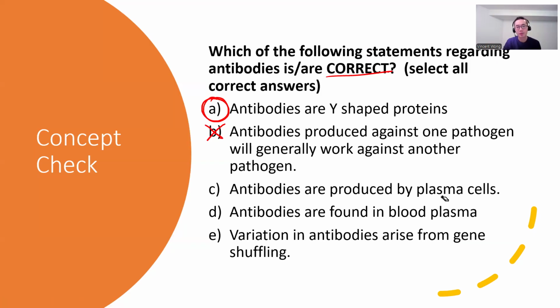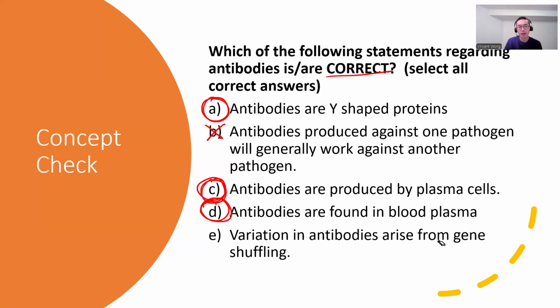C, antibodies are produced by plasma cells. That is true. Okay, I haven't told you that yet. I'm sorry. Maybe I shouldn't have put this question here. But yes, this is true. If you don't know what plasma cells are, don't worry. We're going to get to that. Antibodies are found in blood plasma. We learned that from the second lecture.